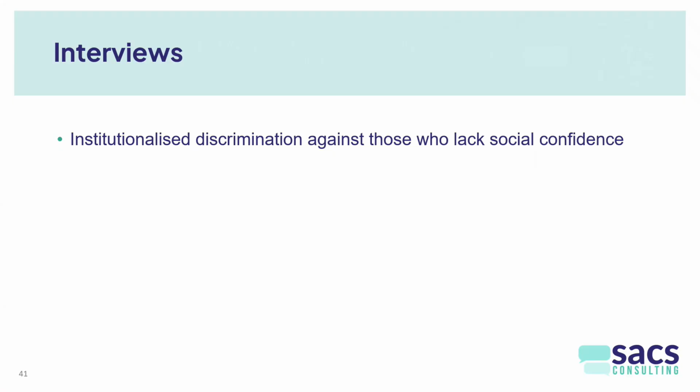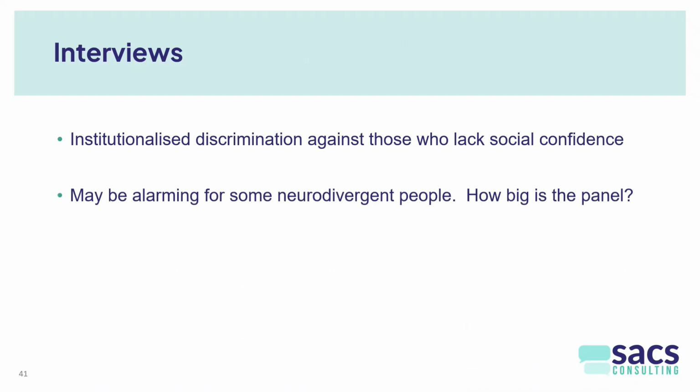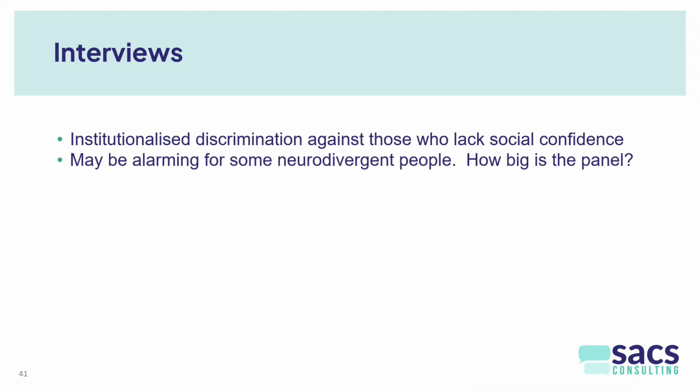Firstly, institutionalized discrimination against those who lack social confidence may be alarming for some neurodivergent people. How big is the panel? Panels are often between 3 and 5 people. If you have a lack of social confidence, for whatever reason, neurodivergence or something else, then sitting in front of a panel of 10 eyes looking at you, or 6 or however many, can be a very daunting experience, and it can cause the interview not to do what an interview should.